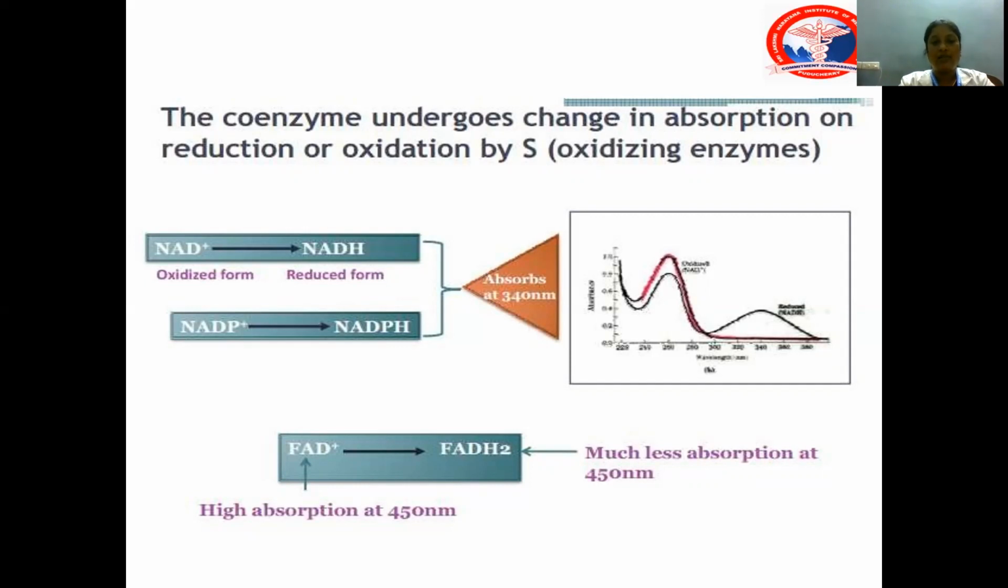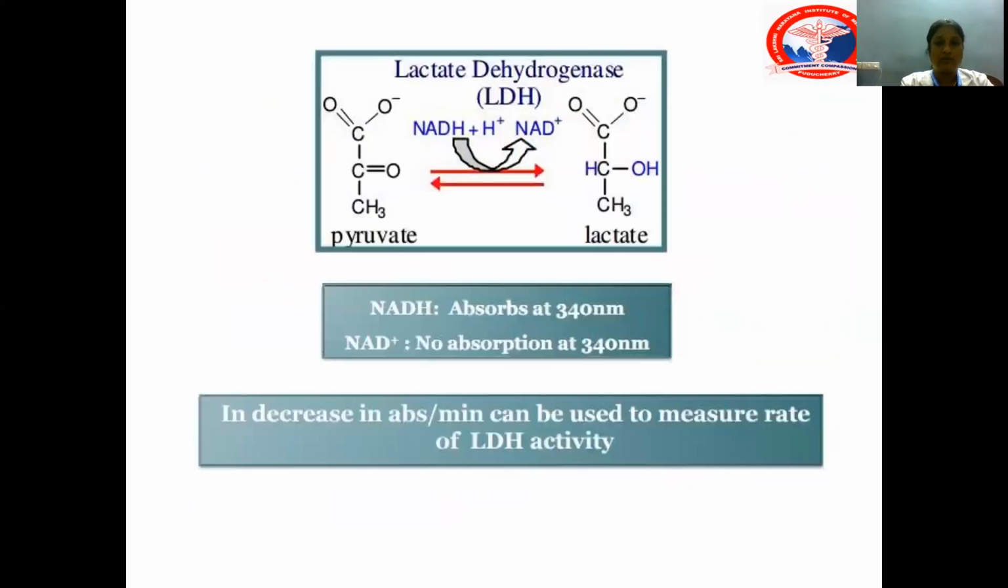And the third example is FAD, which has higher absorption at 450 nanometers, and can be reduced to FADH2, the reduced form, which has much less absorption at 450 nanometers. It is totally different from the previous two examples. So here the same thing happens.